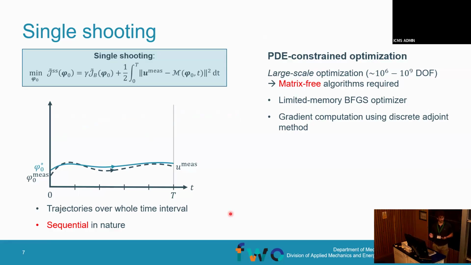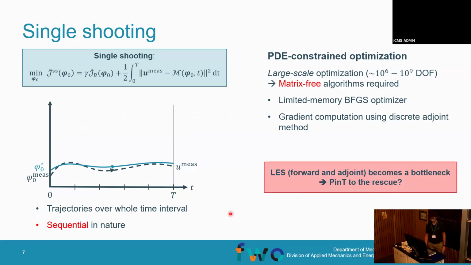But what I've been explaining so far is really this single shooting framework where we evaluate from start to finish, which is of course sequential. And this has really become a bottleneck since these large-eddy simulations are so slow. So that's why now we are looking into parallel in time methods to speed up this optimization process.